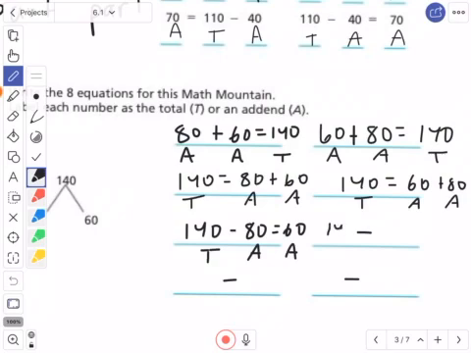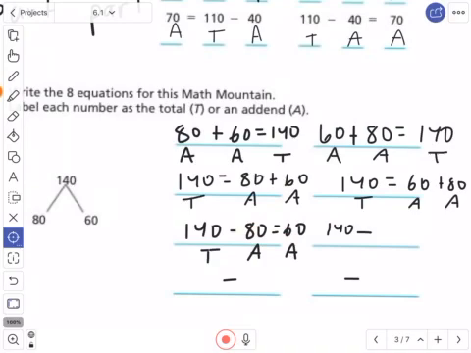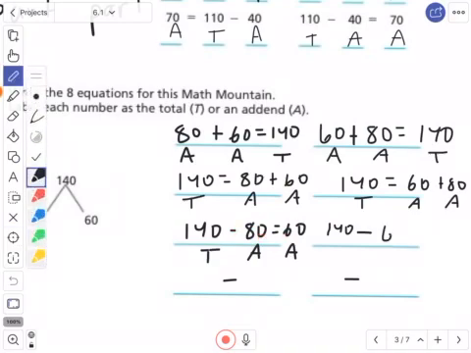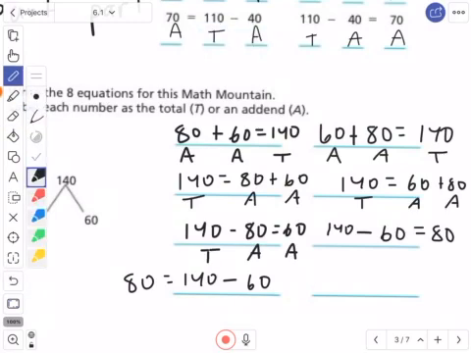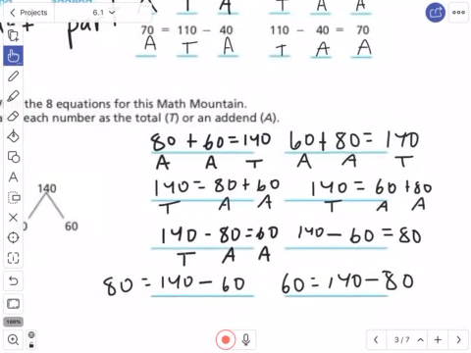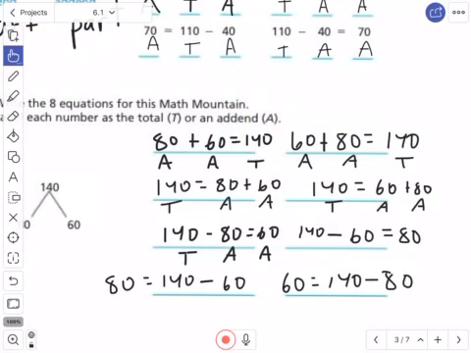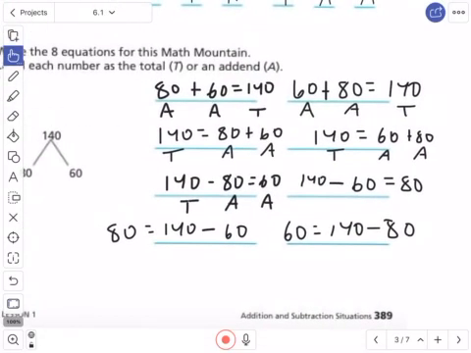I can start off with 140. I did minus 80 equals 60. This time I can do minus 60 equals 80. And then down here, I could write 80 equals 140 minus 60, or I can write 60, I don't think I'll have enough space here. This time I could write 60 equals 140 minus 80. So, you can check your answers there. Pause this, and when you're done, just submit this back to Schoology, page 389.